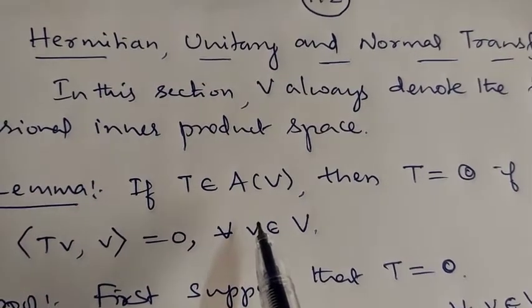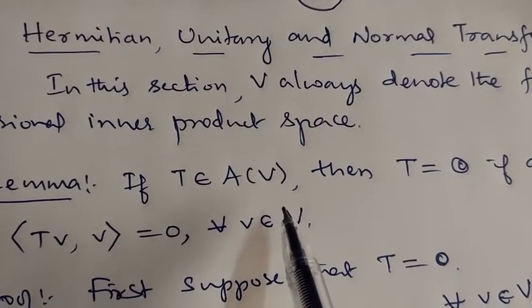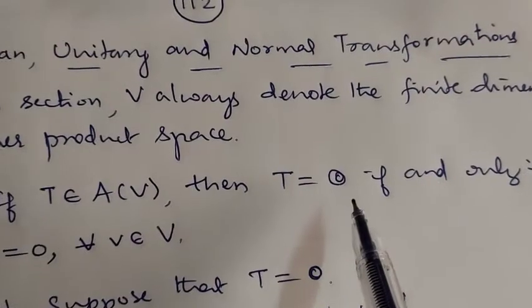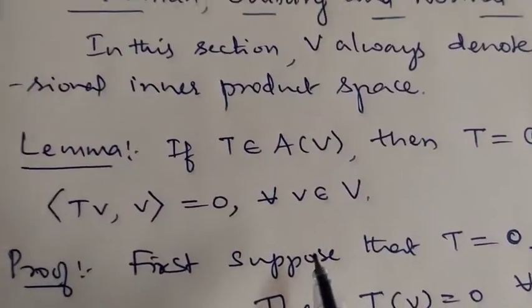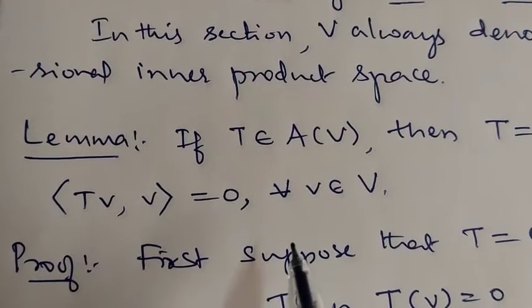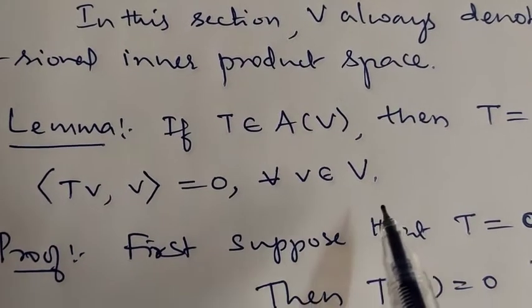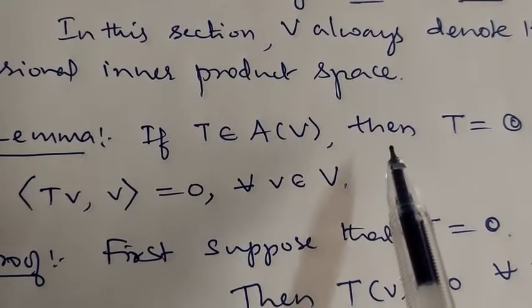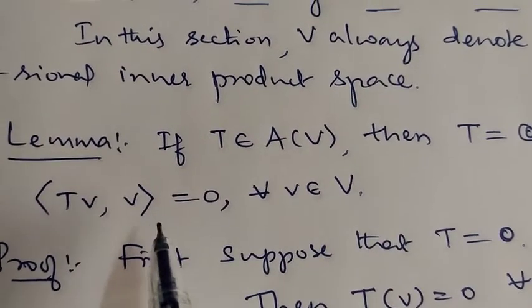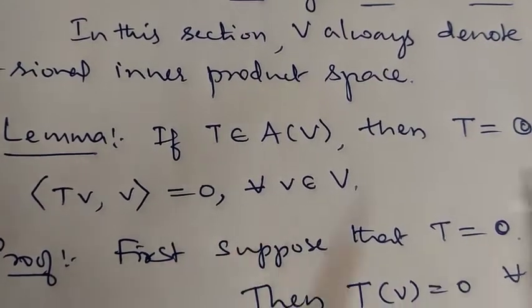If the transformation T belongs to A of V, then T is a zero transformation if and only if the inner product of T of v comma v is zero for every v belongs to V. That means if T belongs to A of V, then T is the zero transformation if and only if the inner product of T of v comma v is zero.